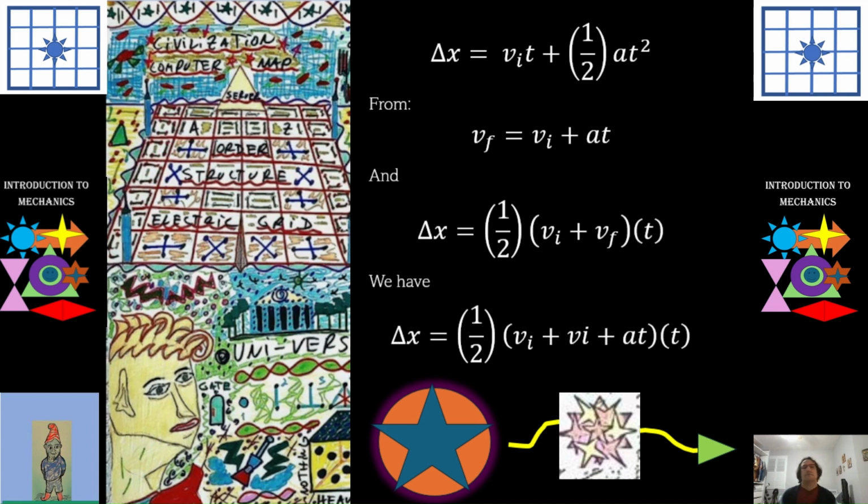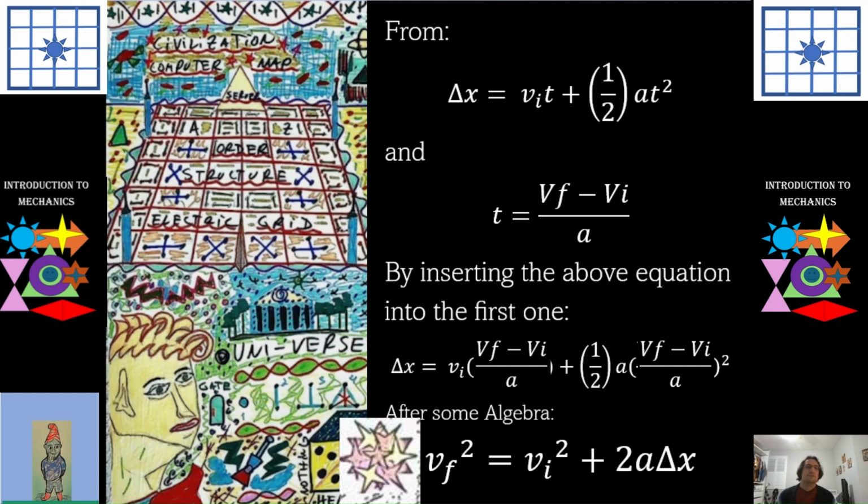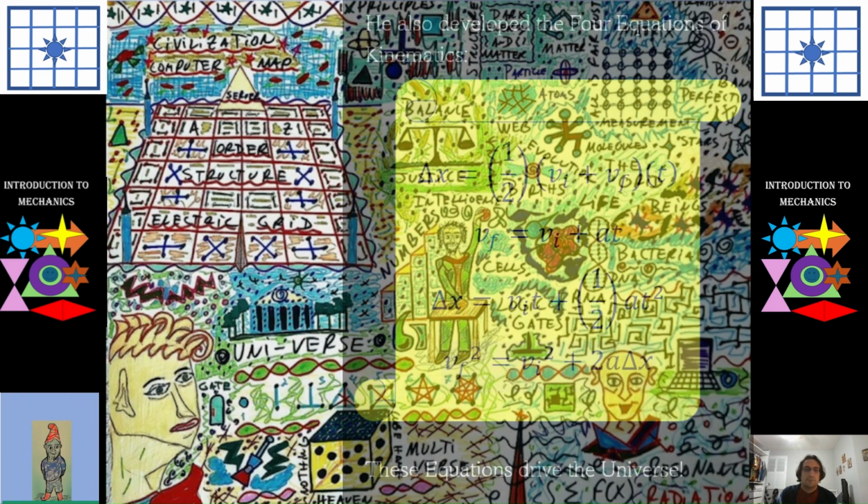In the same way that v final minus v initial over time gives you an acceleration, v final minus v initial over acceleration gives you time. Now, if we insert this equation for time into our equation for displacement, v initial times time plus 1/2 acceleration times time squared, we get that expanded form, and from there, after some algebra, we can reach the equation v final squared equals v initial squared plus 2 times acceleration times displacement. So here I've explained all 4 equations of kinematics, which can be proven mathematically.